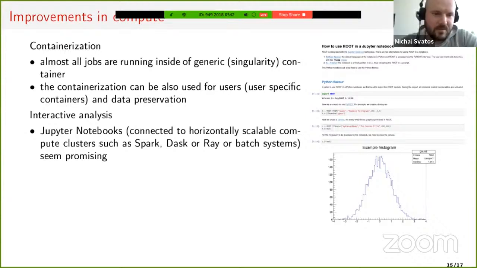Okay. Another thing is Jupyter notebooks, where you can do interactive analysis in Python, either on some horizontally scalable cluster or a batch system, if it would allow specific scheduling.